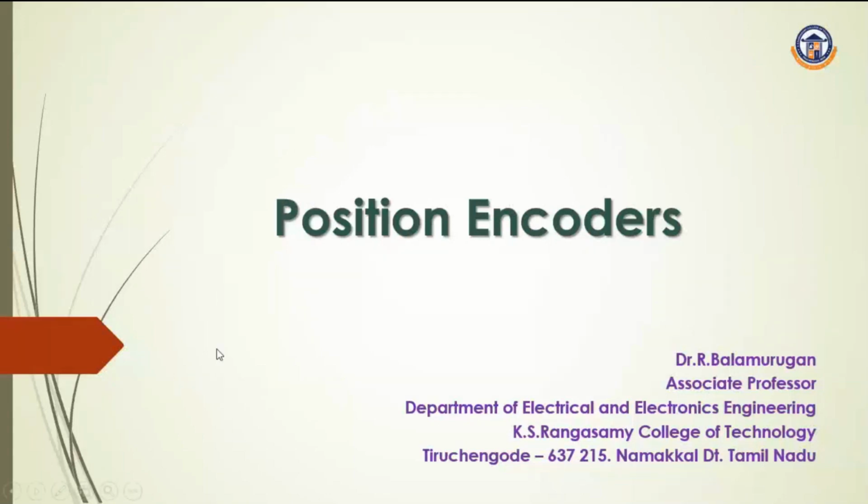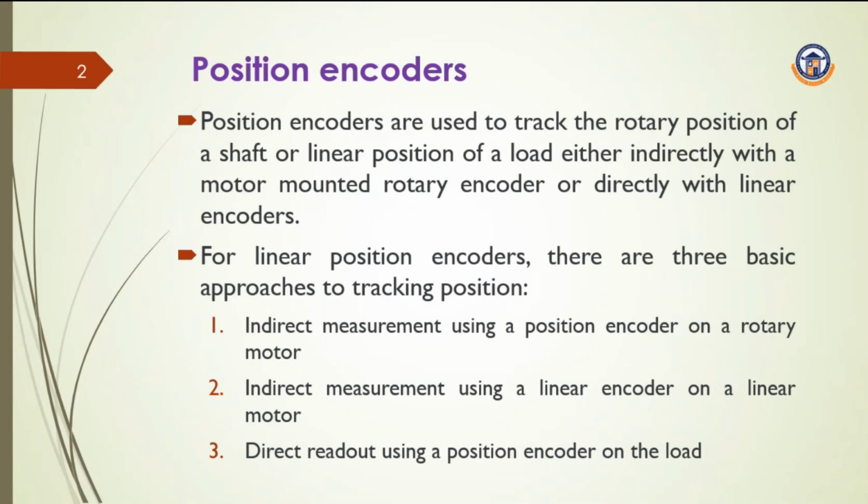Encoders and its applications. Let's explore the slides. So basically position encoders are used to track the rotary position of a shaft or the linear position of a load. It can be either mounted on that load or mounted on the shaft for the position measurements.